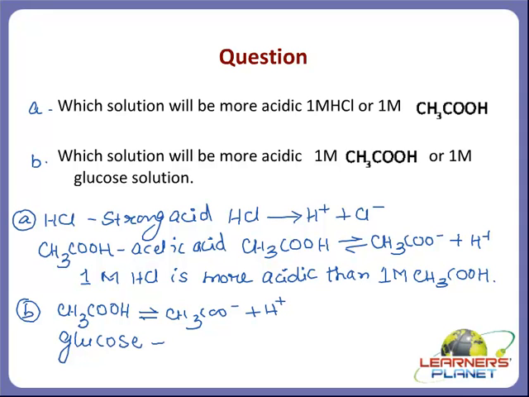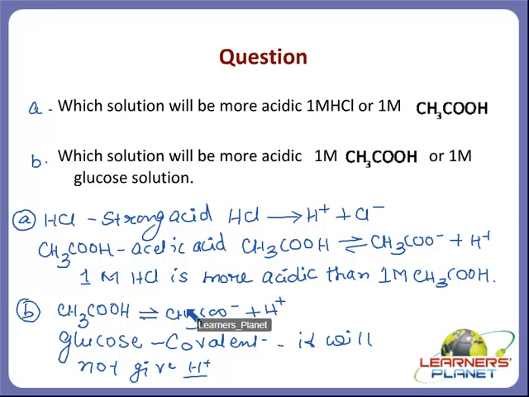Now just tell me, what type of compound is glucose? Is it a covalent compound or an ionic compound? It is a covalent compound, right? That is, it doesn't contain ions. So it is not going to give H plus ions. Clear?